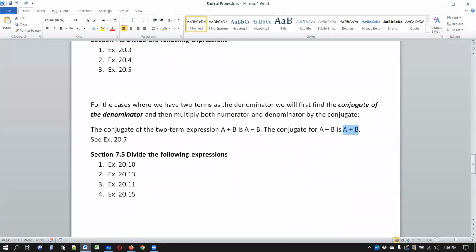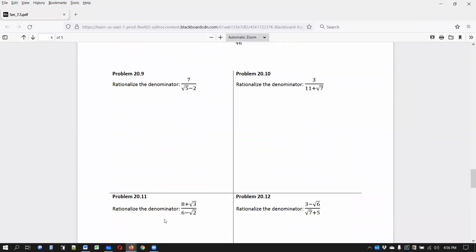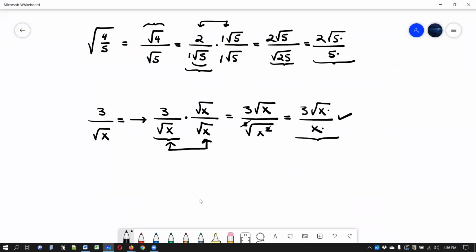Okay, so let's take a look. So let's do 20.10 first. 20.10, 3 over 11 plus radical 7.